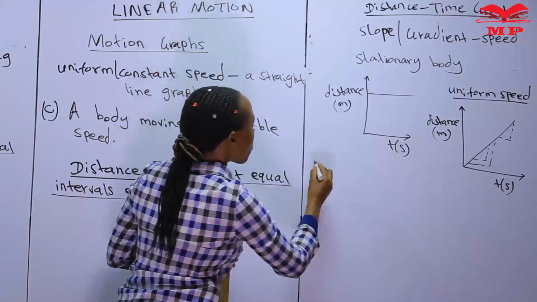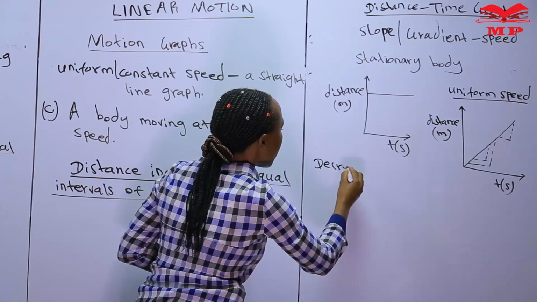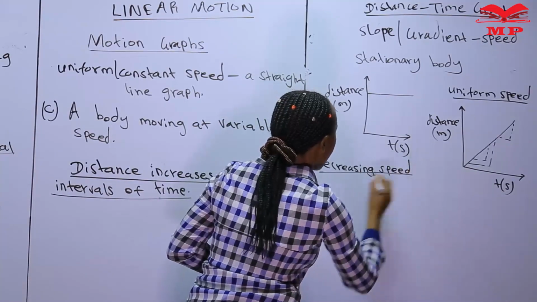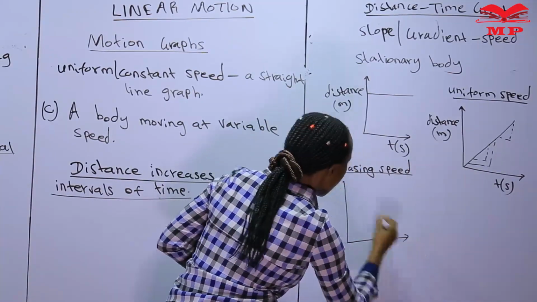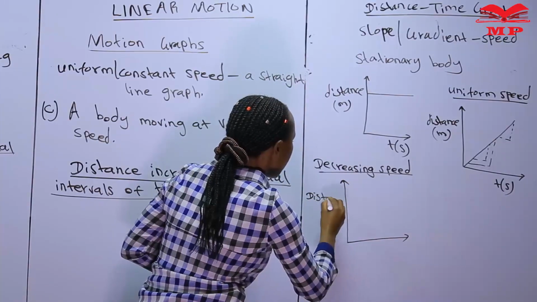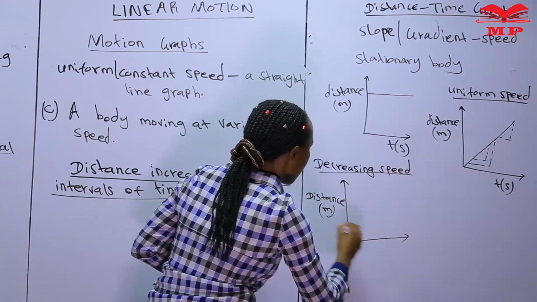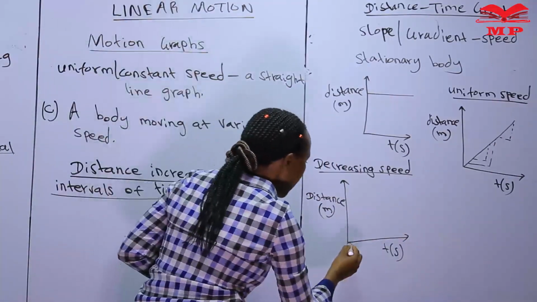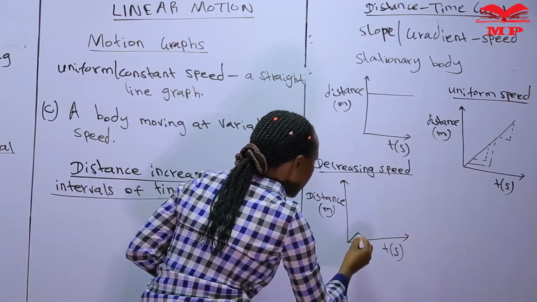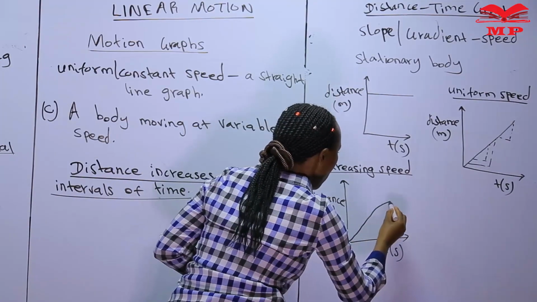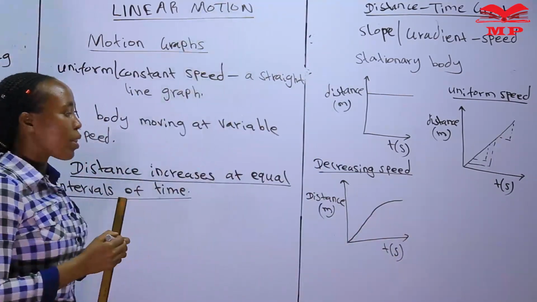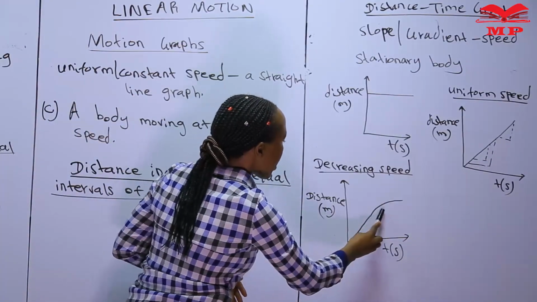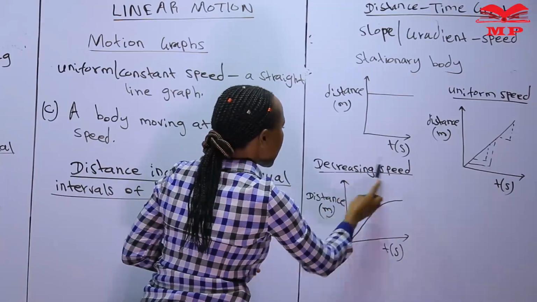Then, if the body is moving at a decreasing speed, this is the distance time graph. It means that the slope here is more than the other slope there. So this body at this point has more slope, so it is a higher speed than lower speed, so it is a decreasing speed.